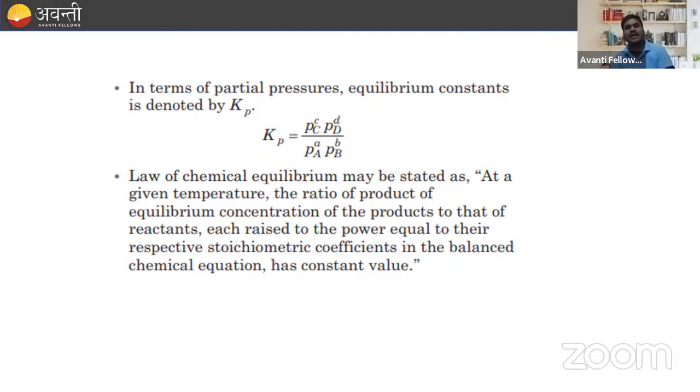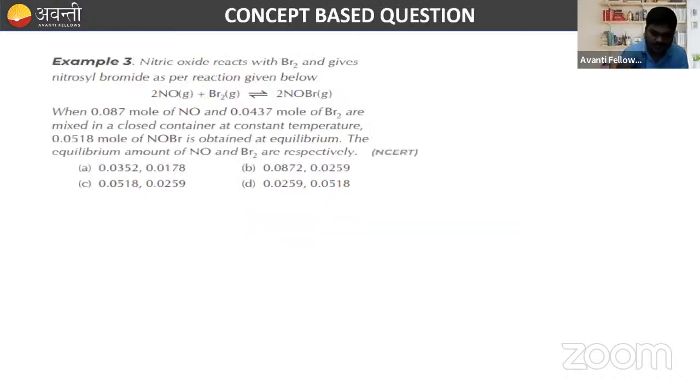So the law of chemical equilibrium may be stated as: at a given temperature, the ratio of the product of the equilibrium concentrations of the products to that of the reactants, each raised to the power equal to their respective stoichiometric coefficient in the balanced chemical equation, has a constant value. Let's see one example so that you can easily understand this. In this question, they are asking how you can calculate the equilibrium amounts.